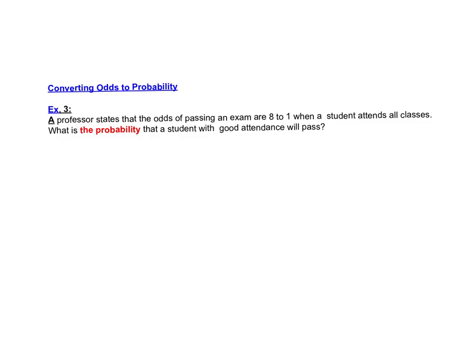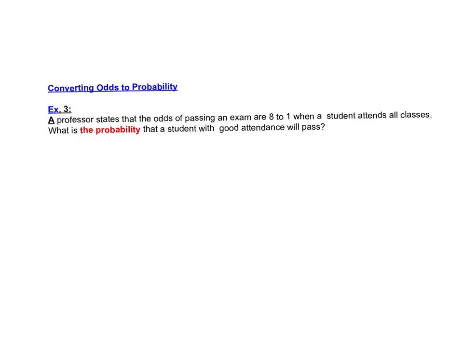So a professor states that the odds of passing an exam are 8 to 1 when a student attends all classes. So again, if we want to think of these odds as people passing versus people not, that says that the odds of passing the exam, 8 people will pass the exam versus 1 who will not for students who attended all classes. So how many people have to be there to have an 8 to 1 ratio? That means we need to have at least 9 people present for the ratio to exist.